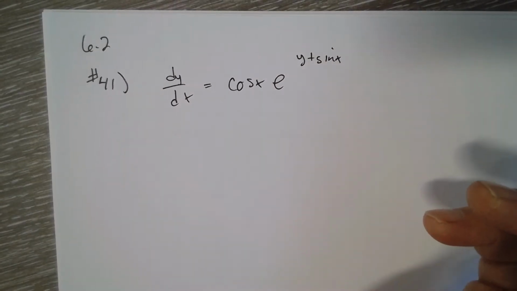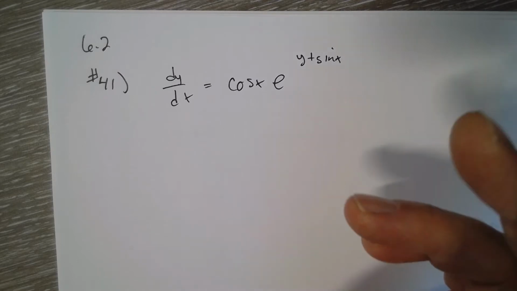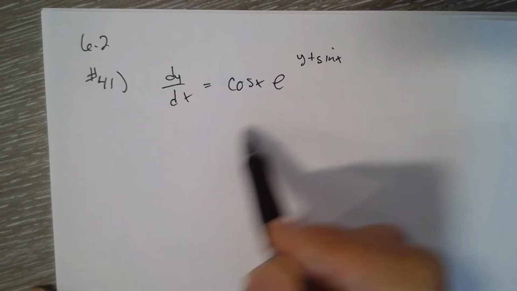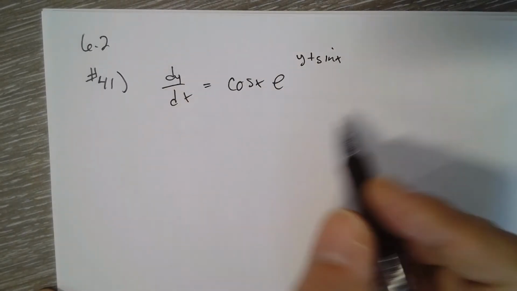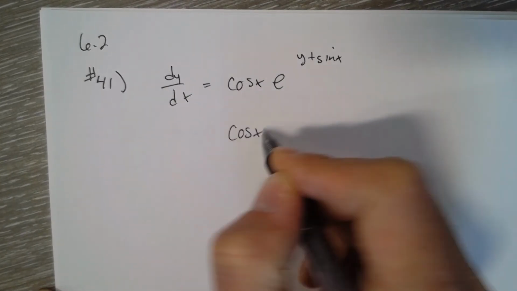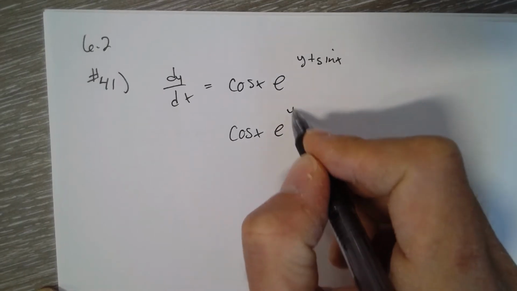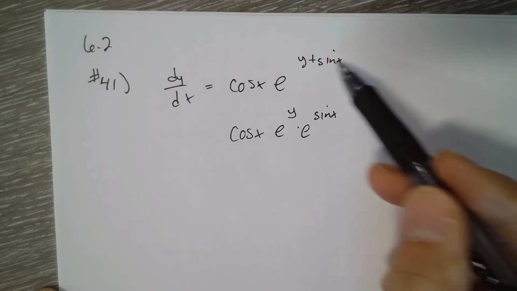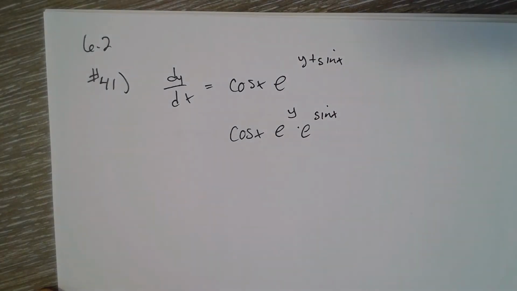Okay, so we're supposed to solve this differential equation by separation of variables. So that means we have to get the dependent variable over here, so the y over here. So I've got cosine x. We could make that e to the y times e to the sine x. You can separate those two. That's a little tricky.